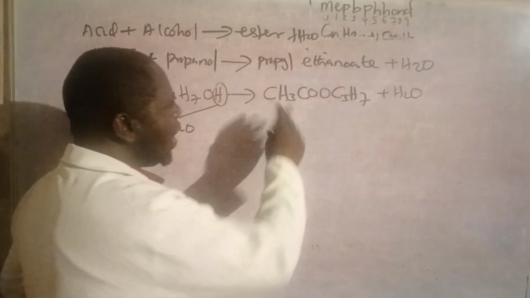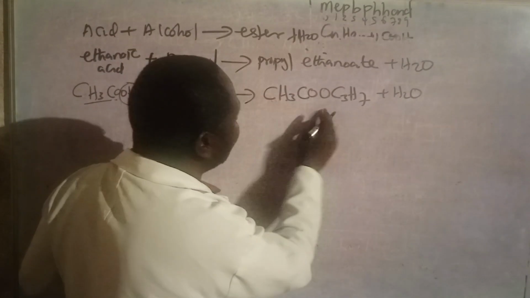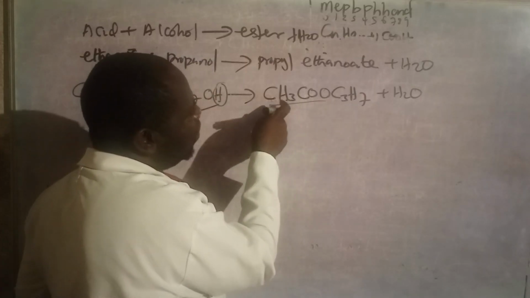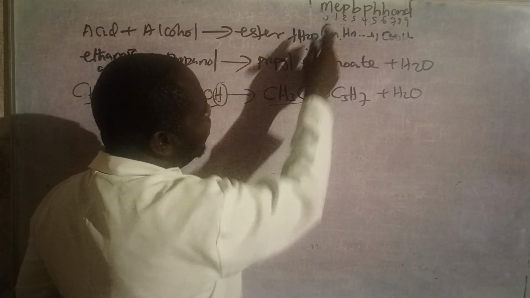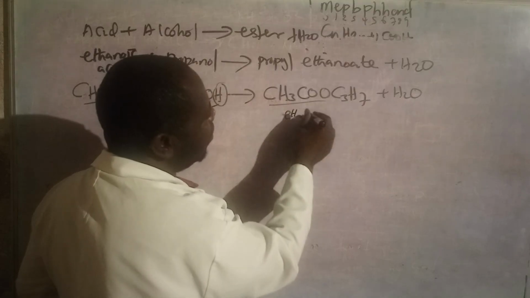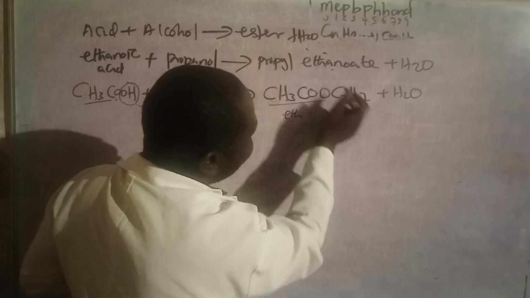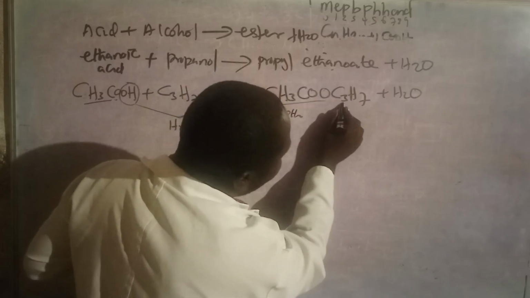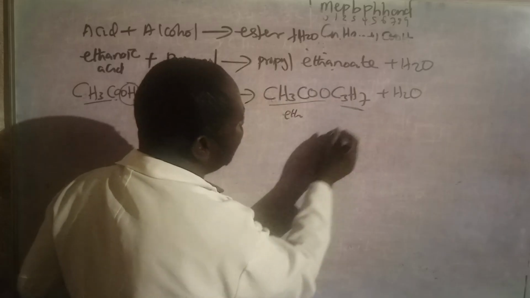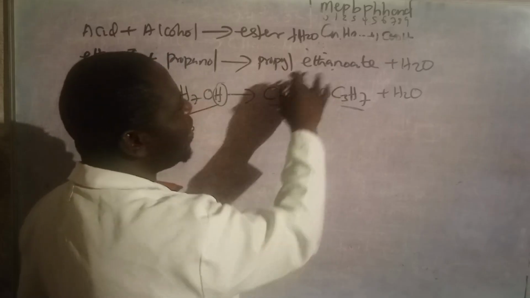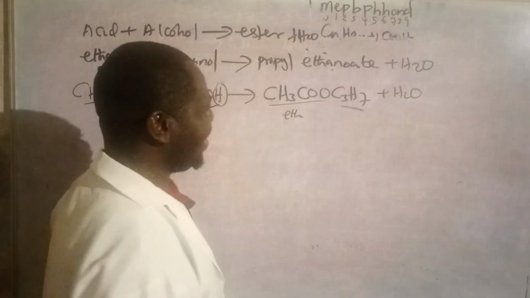Then how do you know that this is propyl ethanoate? You can say, okay, the first part is the acid, number 1, which is ethanoic acid. Then this part is the alcohol, number 3, which is propanol. So it becomes propyl ethanoate.